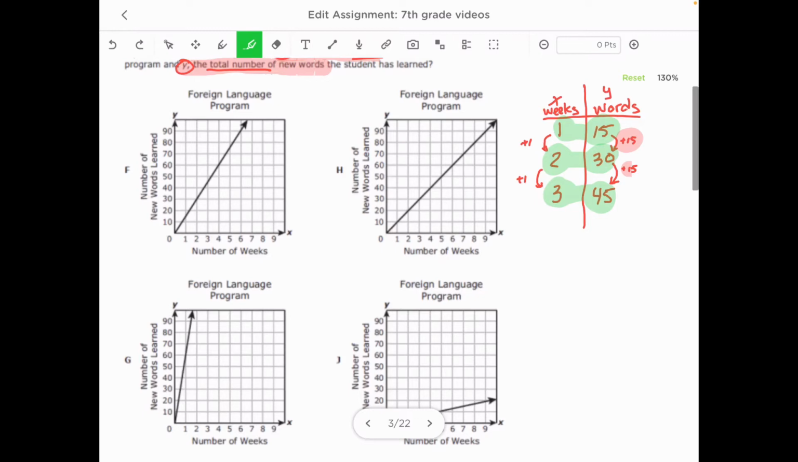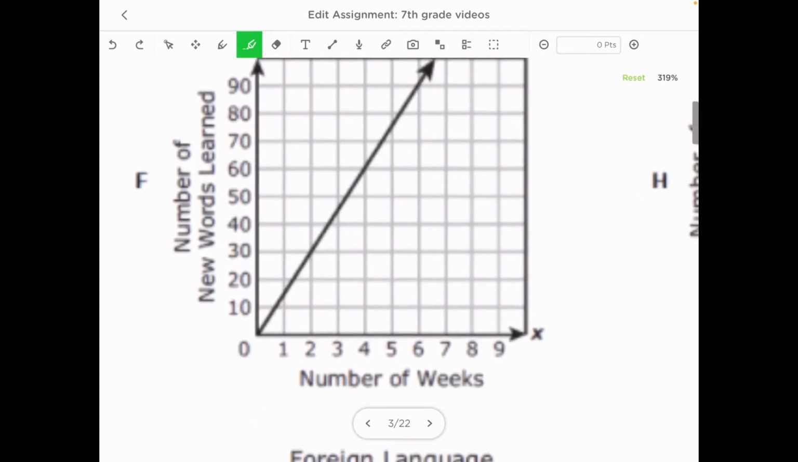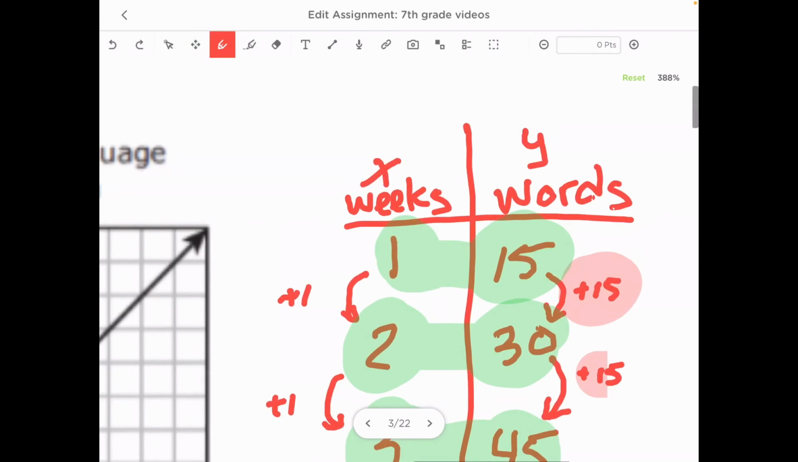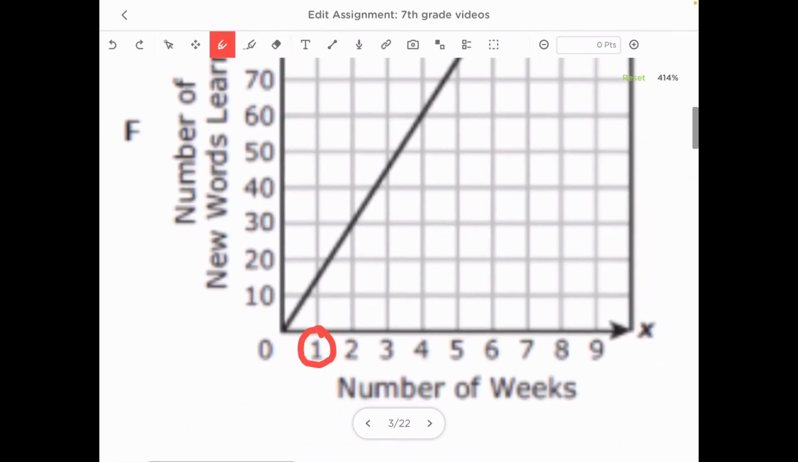So I'm going to go to answer choice F, and I'm going to look at this answer choice very closely. So at 1 week, remember on our table, we said he should have learned 15 new words. So let's go up. Once I touch my function, which is this line right here, the one that's graphed, I'm going to go over to the y-axis. It's in between 10 and 20. It looks like it might be 15, but I'm not sure. So over here is the number of words, and over here is the number of weeks. So far we're looking like this is our answer choice, but let's keep going.